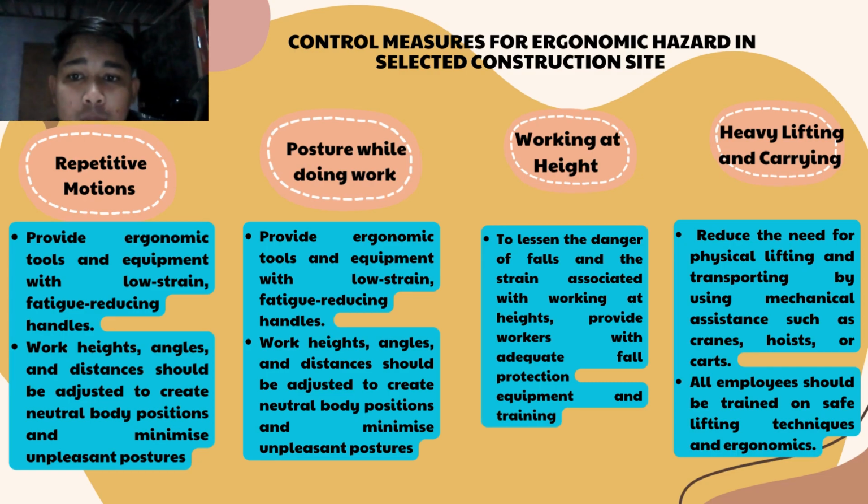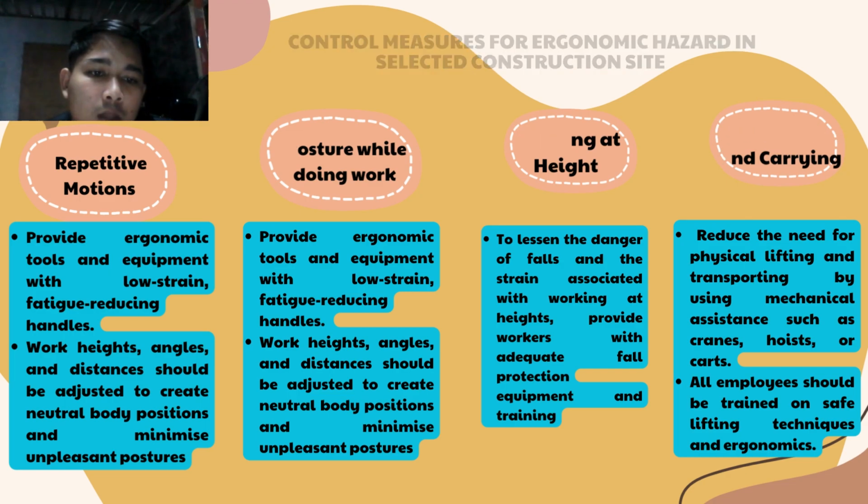Same as with repetitive motions. For working at height, to lessen the danger of force and strain associated with working at heights, provide workers with adequate fall protection equipment and training. And lastly, for heavy lifting and carrying, reduce the need for physical lifting and transporting by using mechanical assistance such as cranes, hoists, or carts. All employees should be trained on safe lifting techniques and ergonomics.